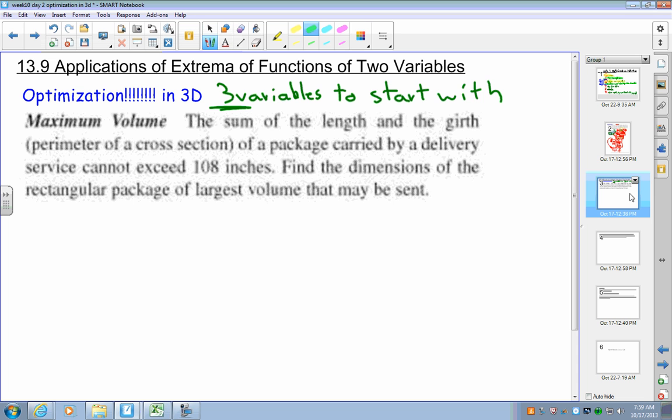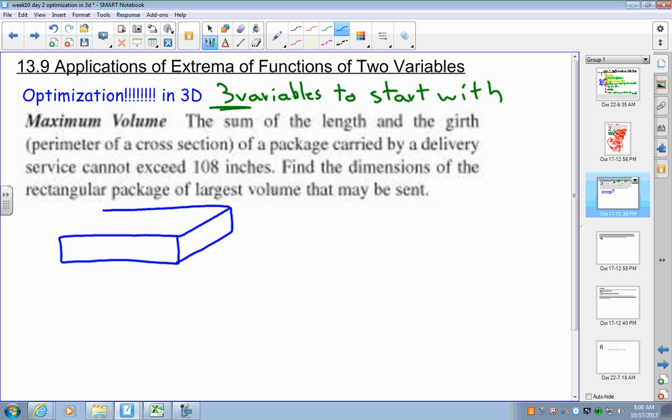Okay, so let's see this one here. The sum of the length and the girth, perimeter of a cross-section of a package carried by a delivery service cannot exceed 108. Find the dimensions of the rectangular package of the largest volume that may be sent. Okay, this time, not square base. Okay, I'm going to upgrade it to a not square base. Okay, and so let's go with it being any dimension that I want. Okay, so I'll call this X, Y, and Z.